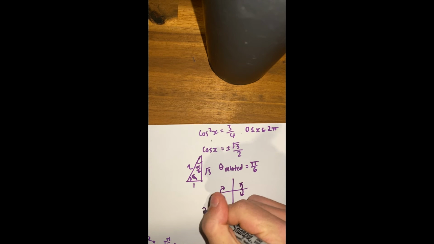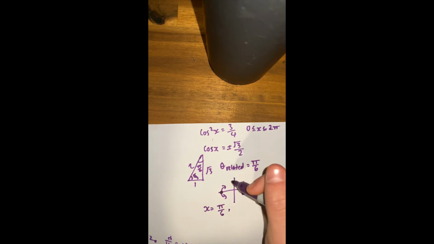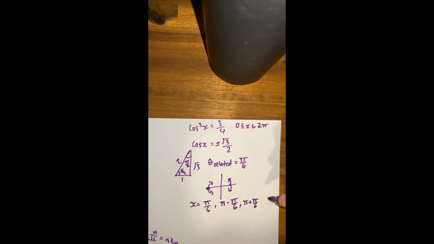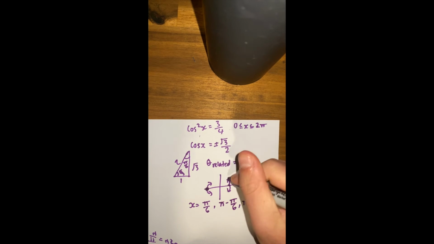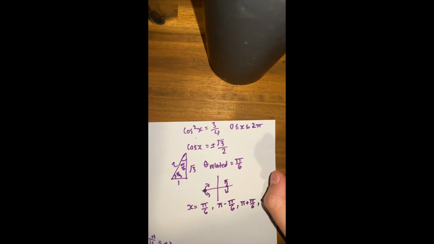So, therefore, our solutions are going to be, if we start at 0 and we move pi on 6, x is going to be pi on 6. And we're going from 180 degrees around, and we're moving back pi on 6. So 180 degrees is pi, so it's pi minus pi on 6. And then from the same position, we're moving forward pi on 6, so it's pi plus pi on 6. And then for the final one, we're moving from a full rotation back into the fourth quadrant, so it's 2 pi minus pi on 6.